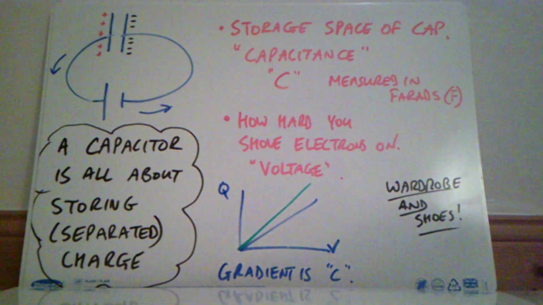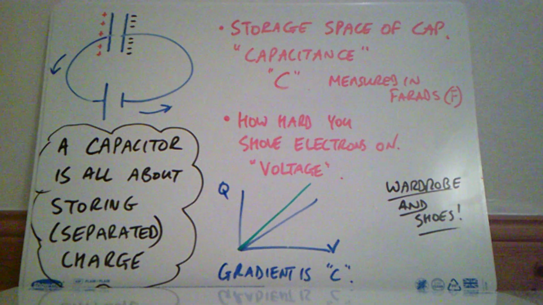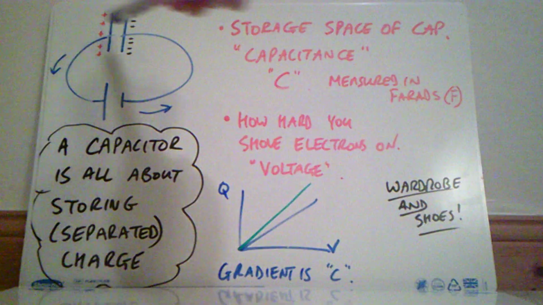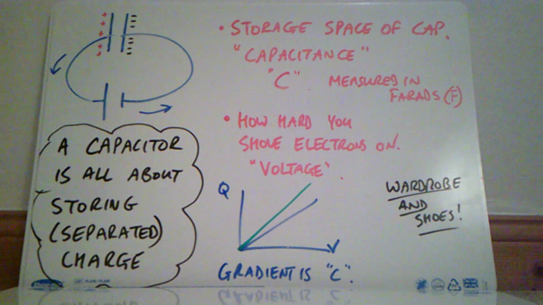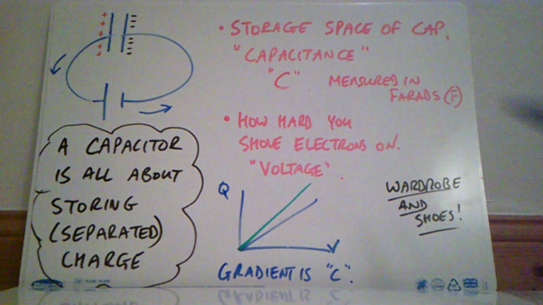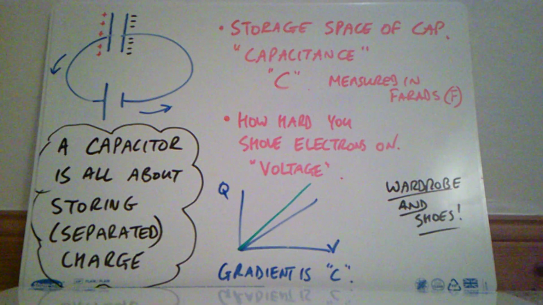So a capacitor is all about storing separated charge. We've got negative charge on that plate, positive charge on that plate, and this is a charging circuit, we know. So if you're all about storing electric charge, then it's important to have a notion of how much electric charge Q you can store, because the more electric charge Q you can store, the more energy you can dump through something. So if you're designing capacitors, it's all about how much charge you can store. The storage ability of a capacitor is called the capacitance. Capacitance, capital C. Capacitance is measured in farads.